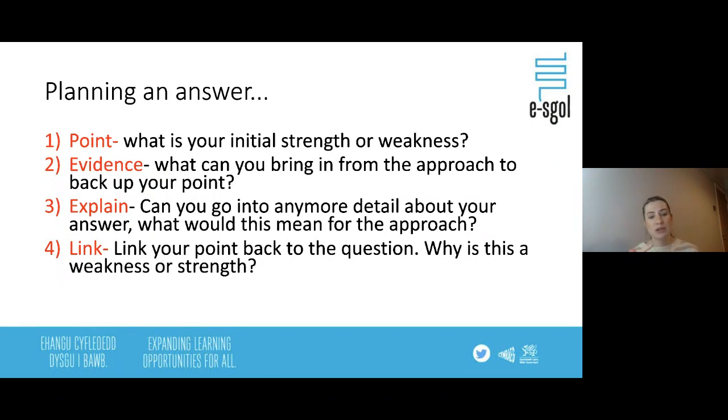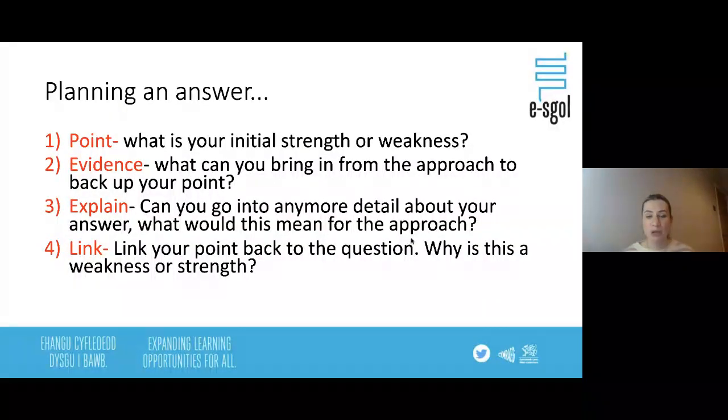Evidence, right? What can you bring in from the approach to back that up? It's not scientific because there is no evidence to support the theory of the tripartite personality. Can you go into any more detail about your answer? So the tripartite personality is made up of the id, ego and superego. This is a principle that Freud believed was in your mind, and they are always in psychic conflict with each other. However, there is no evidence that this happens.